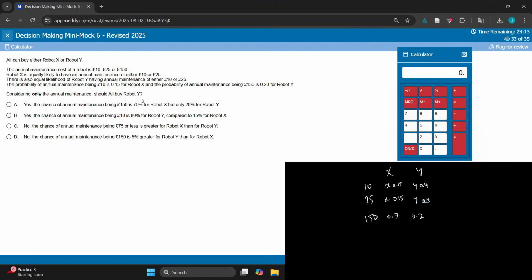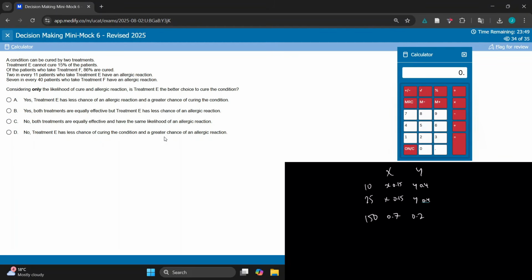So should he buy robot Y? Yes, the annual chance is 70% for X, but only 20% for robot Y. That's true. The annual chance of Andrew to be 10% is 80% for robot Y. That's wrong. £75 or less is greater for robot X. No, that's wrong. Annual maintenance being 150 is 5% greater. Yeah, that's wrong.